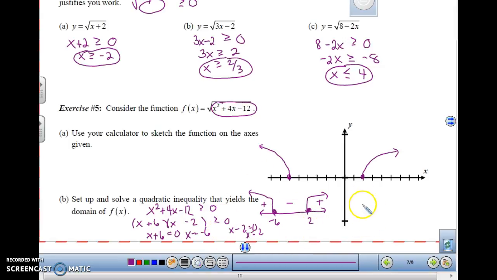All right, so your domain would have to be x is less than or equal to negative 6, or x is greater than or equal to 2. That would be your domain for this. Okay, so that is square root functions. Pretty simple, not too bad.